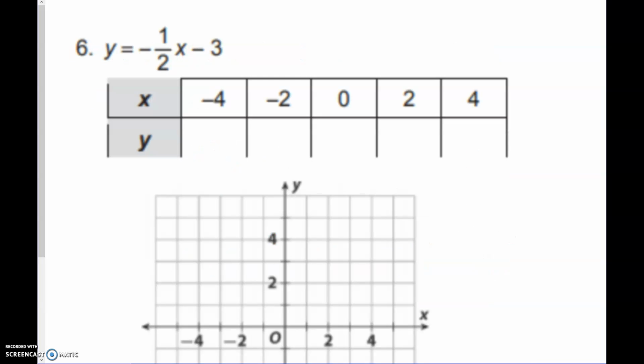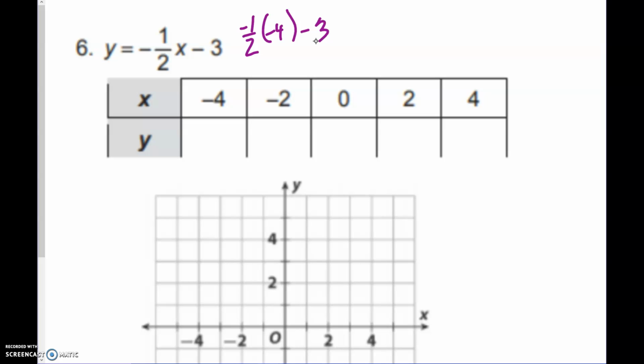All right, so you guys should really be trying this. So take out a sheet of paper, stop the video. Can you do the problem? Do you know what you have to do? And in this one, it looks like they want us to fill in a table, and then we're going to have to graph it. Okay, so this is going to be -1/2 times a -4 minus 3.